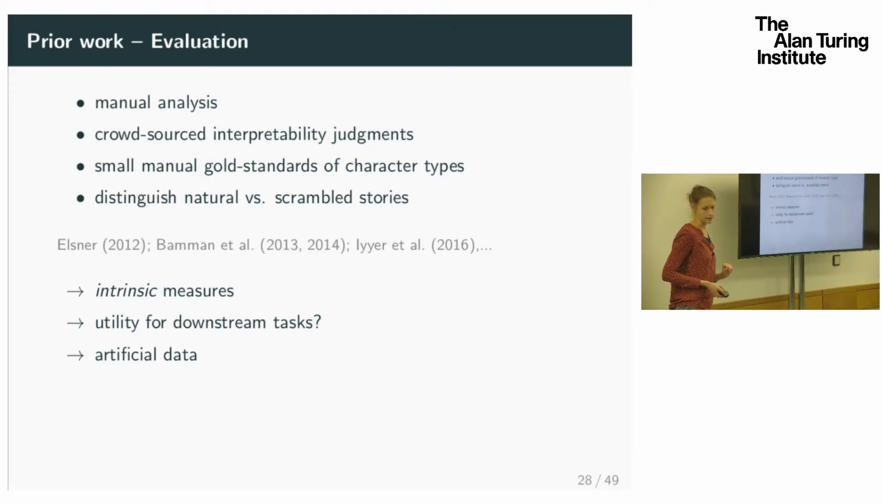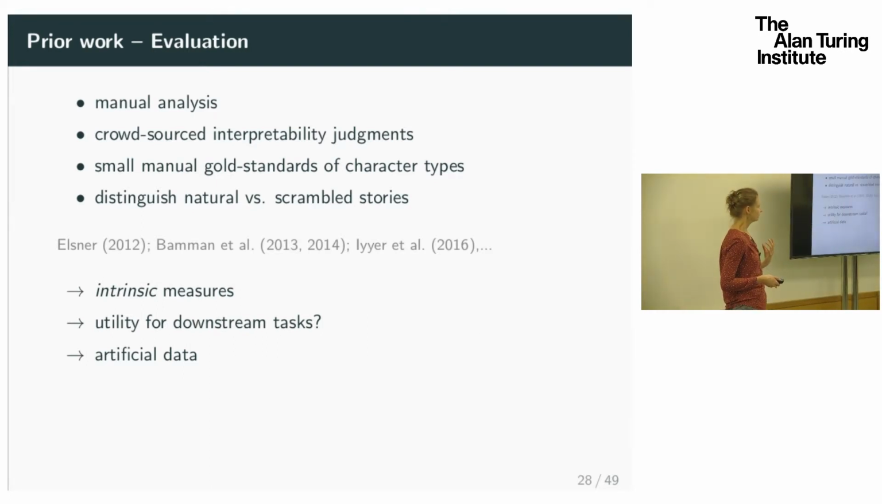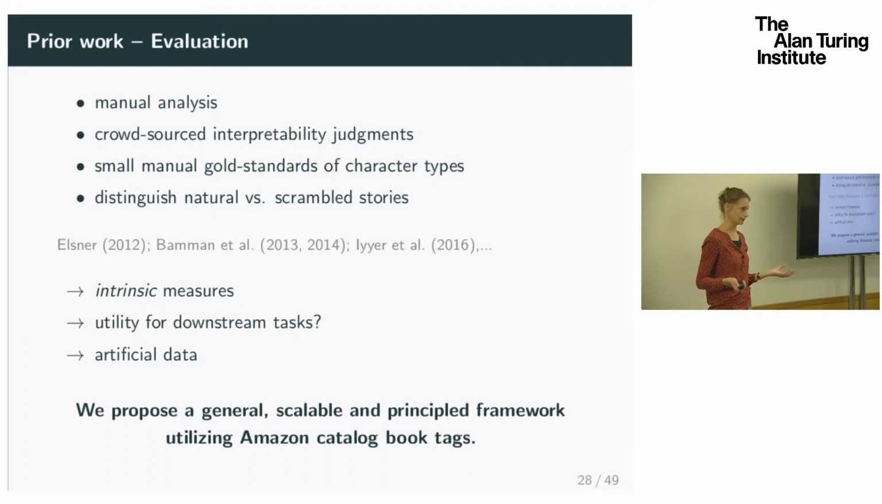In terms of previous evaluation, people have manually analyzed their output. People have also shown their model output to experts from the literary sciences and asked those experts whether they find the model output meaningful. They've created small gold standards. But these are all intrinsic measures which don't really tell us whether their model output is actually applicable to extrinsic tasks. One exception is the work by Elsner, who tried and evaluated whether his model can distinguish between actual stories and artificially scrambled stories, where he just shuffled around the chapters of a novel, which is kind of an extrinsic task, but it is again artificial, and it's not clear how that generalizes to real-world tasks. So in this work, we propose the scalable evaluation framework where we use the Amazon book tags to evaluate model output space at scale.